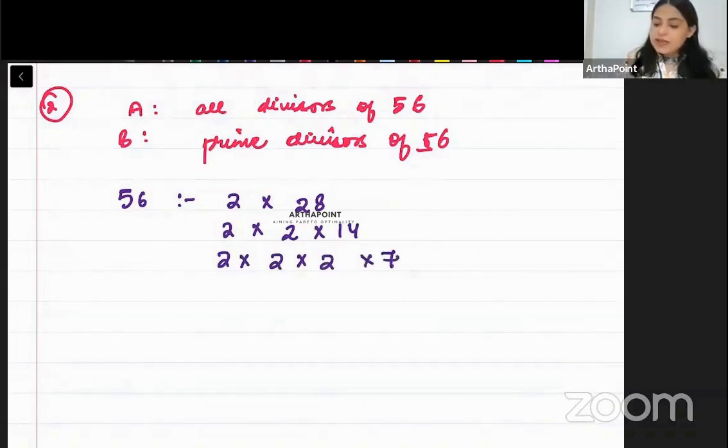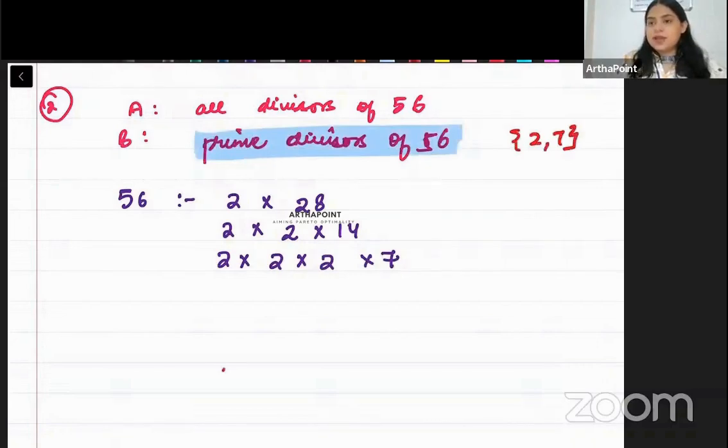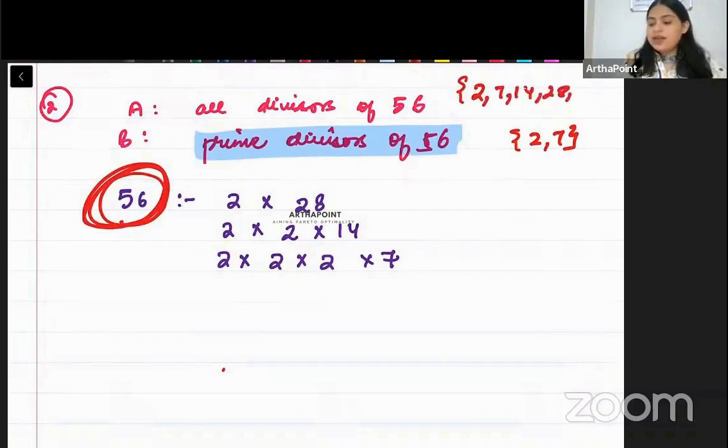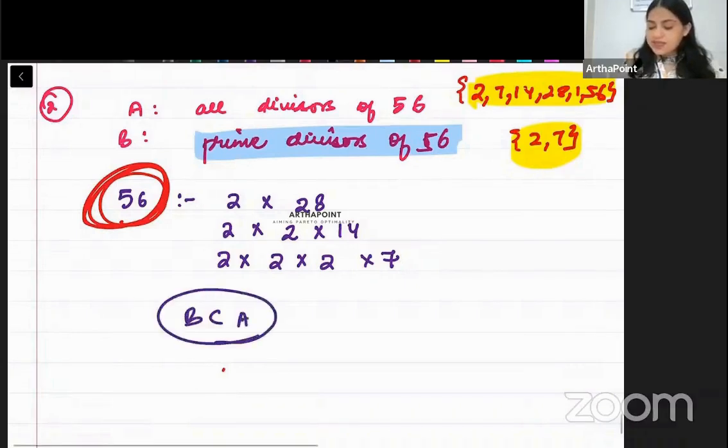So when I say prime divisors, if I have to make a set of prime divisors, prime divisor will only be 2 and 7. If I have to make divisors of 56, क्या क्या 56 को divide करता है? 2, 7, 14, 28, 1, 56. These are all divisors of 56. So beta, this is a big set. This is a small set. So I can go ahead and say that B is a subset of A. I can say B is a subset of A.